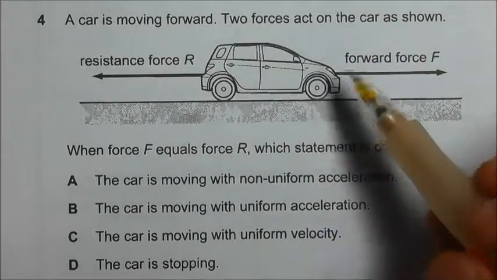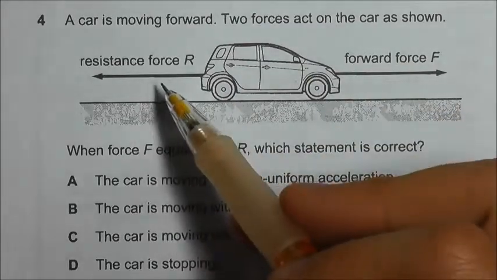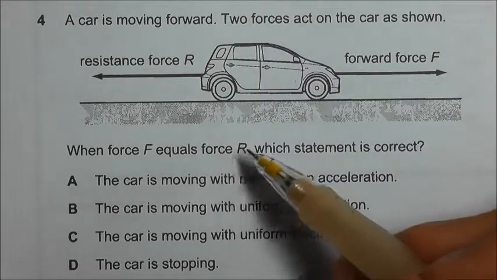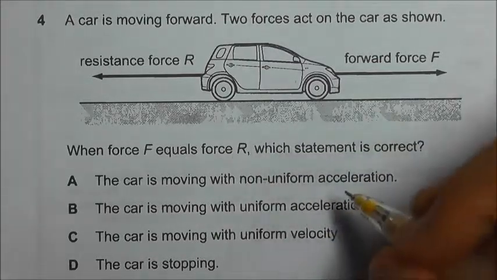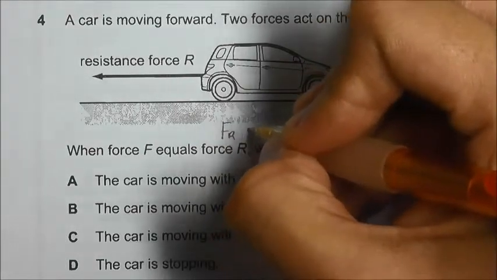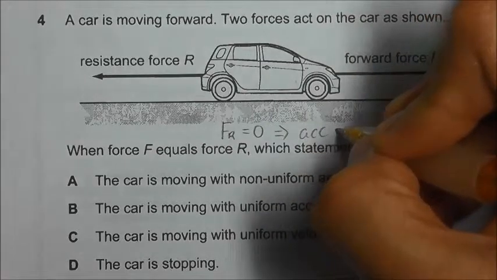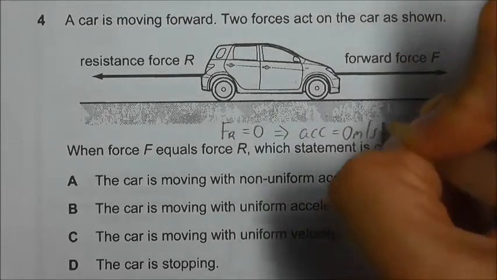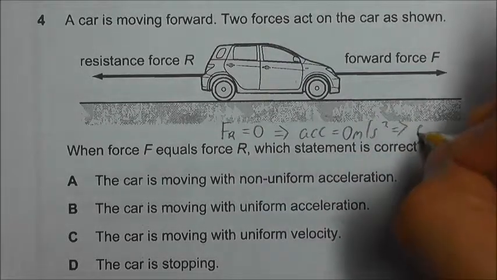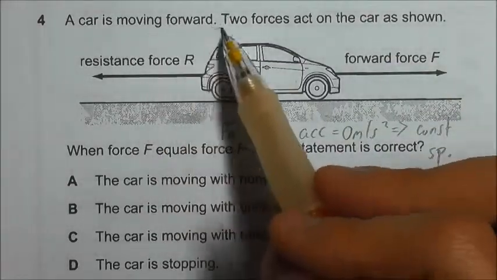Okay, there are two forces acting on this car. There's a forward force F and a resistance force R. So when force F is equal to force R, what we are expecting to get is a zero resultant force. That means there will be no acceleration, and we should expect to see constant speed, since the car is already moving forward.